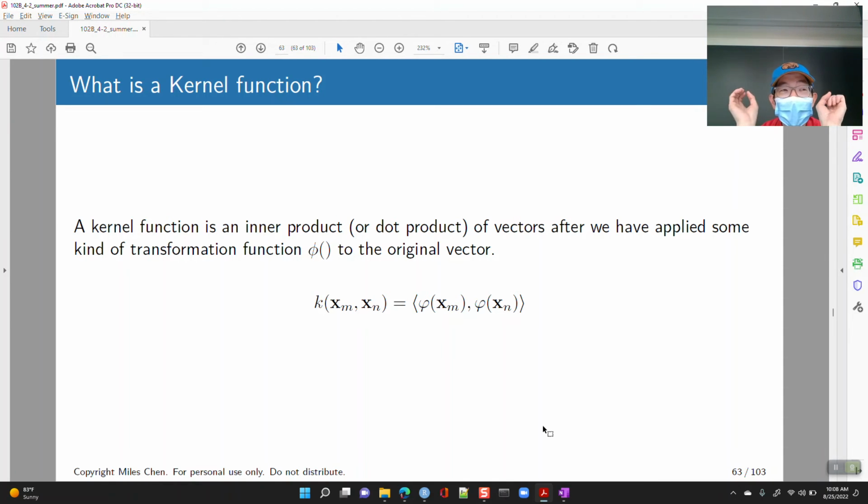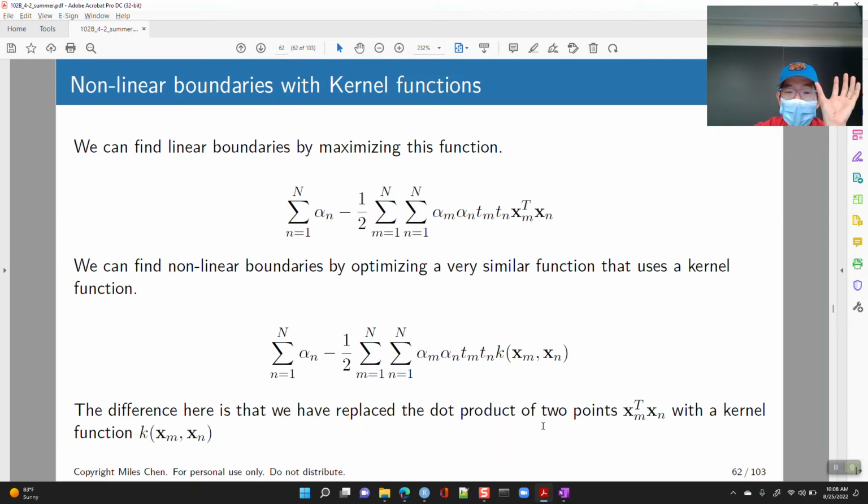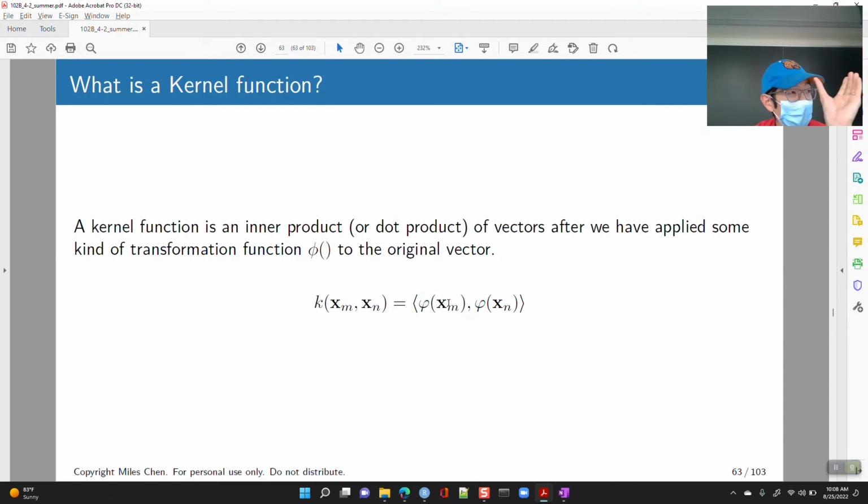So we take the values in one point m and the values in another point n, and we take the dot product between them, okay? Over here, we take the values in point m, we apply a transformation function, phi, to it. Here's a value in n, we apply a transformation function to that, and then we take the dot product, okay? So it's basically taking the dot product after you apply some kind of transformation, right?